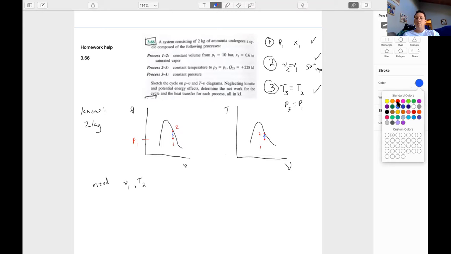And then I know state 3, from 2 to 3 is constant temperature. So that means I move this way on this graph. And at constant temperature on a PV diagram, I know that generally it goes down like a hyperbolic sort of thing. And I go down all the way so that state 3 is at the same pressure as state 1. So it's got to go down to here.